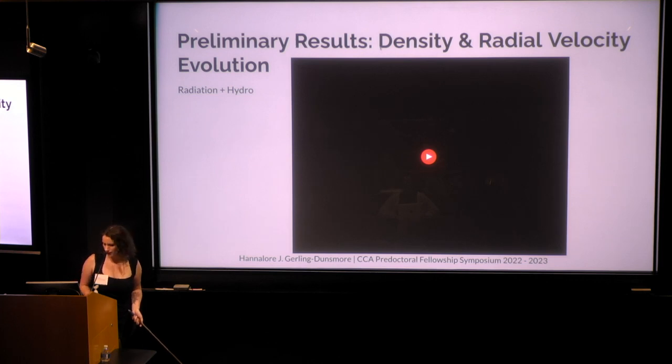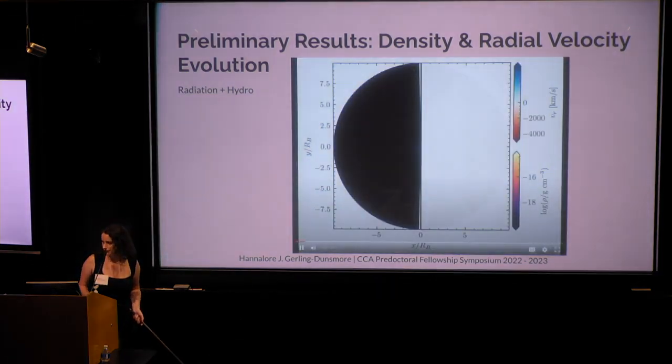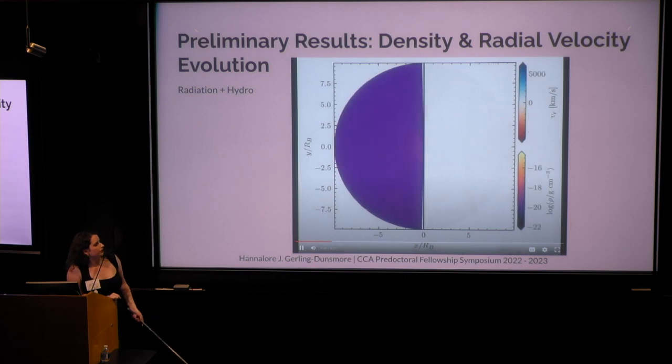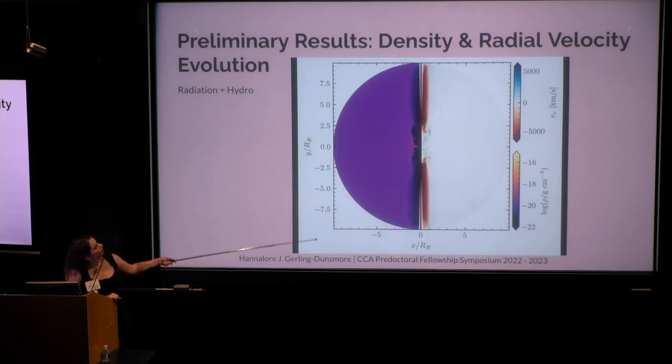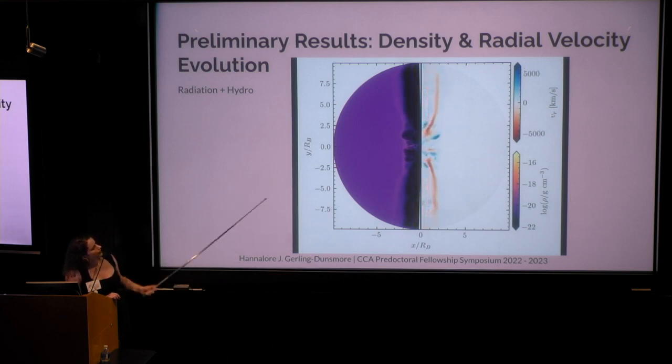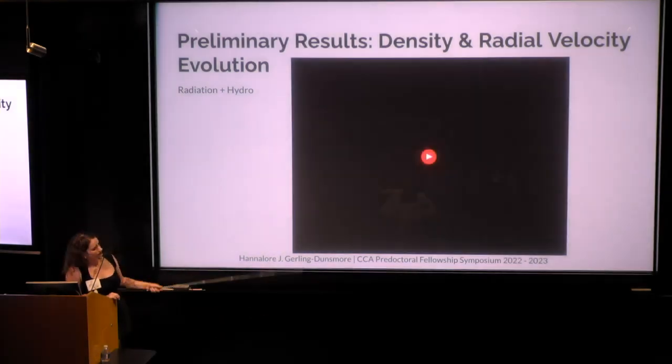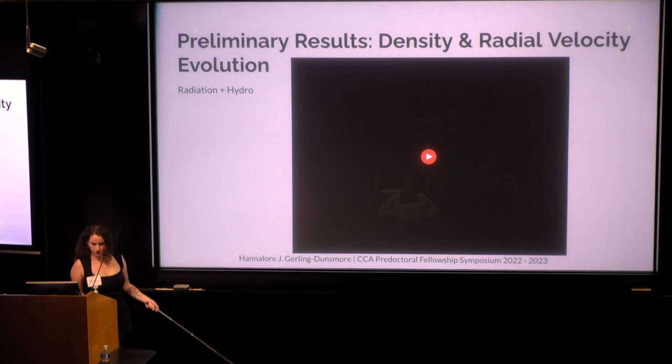How do I go ahead and make this press play? Okay, there we go, fantastic. So on the left-hand side, we have the density, the log of the density in CGS units. And on the right, we have the radial velocity of the gas in kilometers per second.